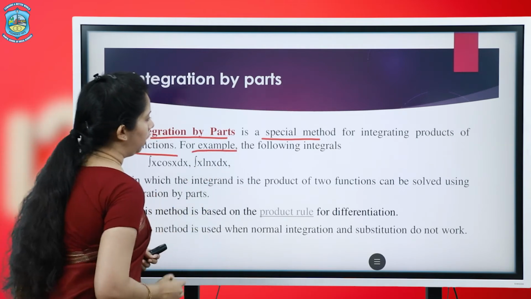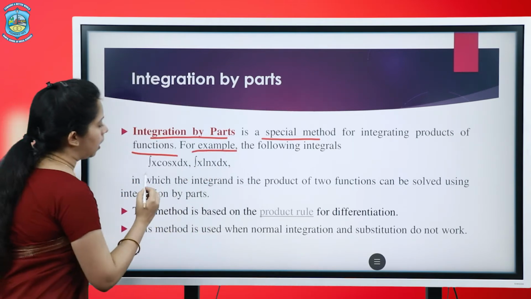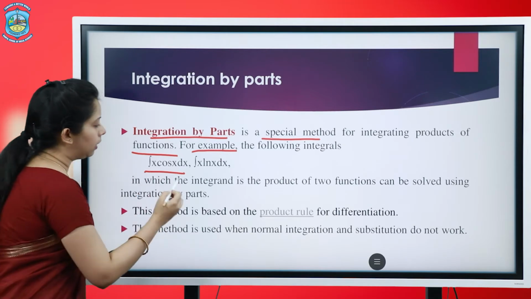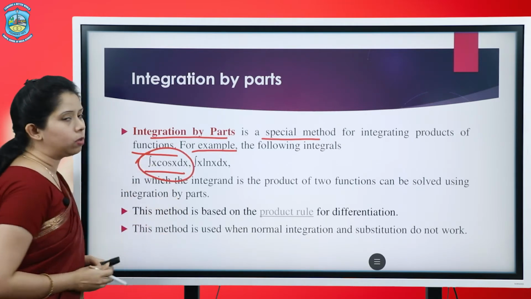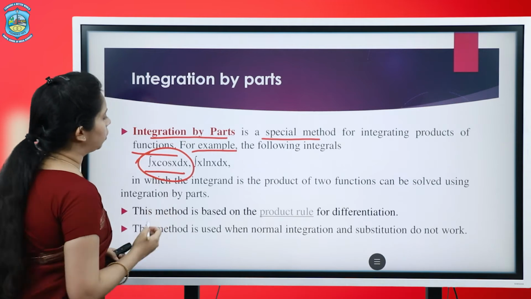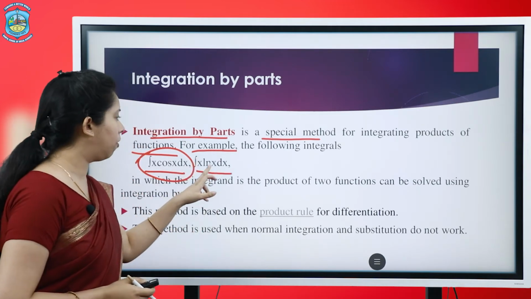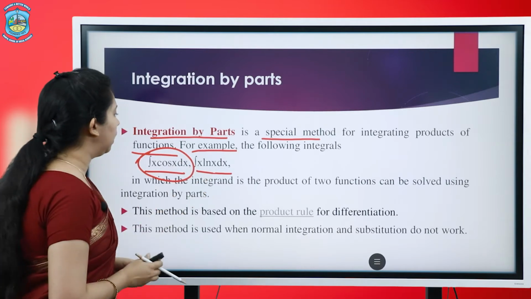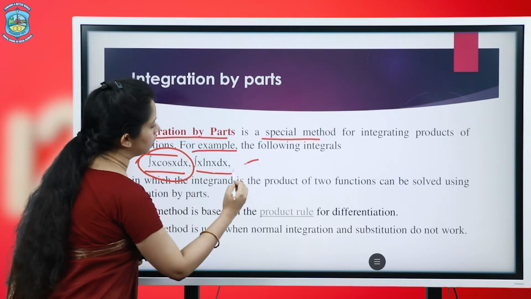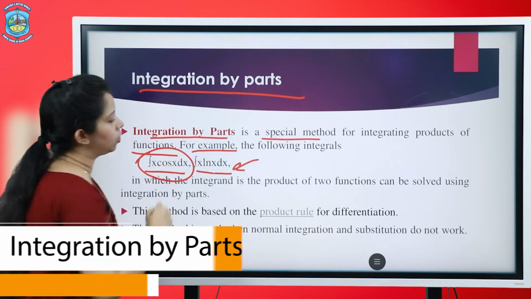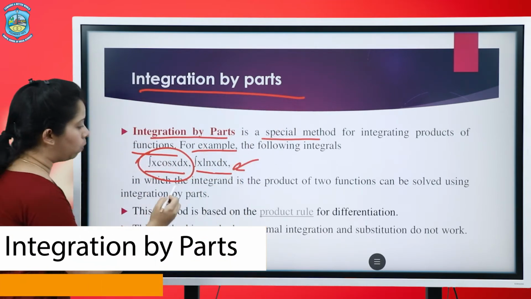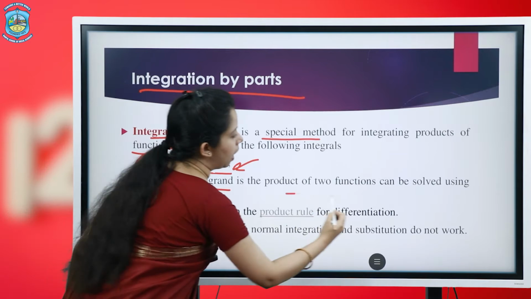For example, if we have to integrate x cos x, in this particular example, we will use the method of integration by parts. Similarly, the integral of x natural log of x dx. If we have to calculate the integration of this function, we will have to use integration by parts, in which the integrand is the product of two functions.